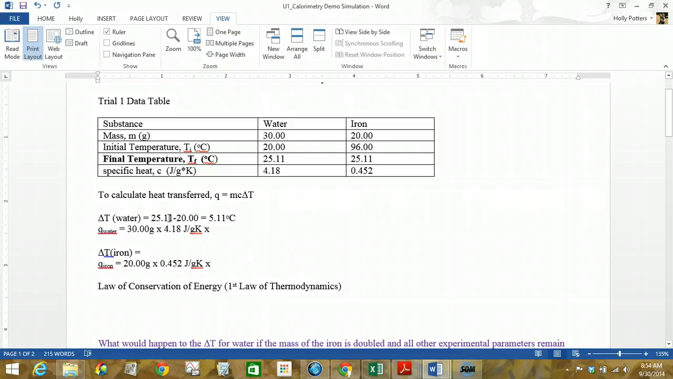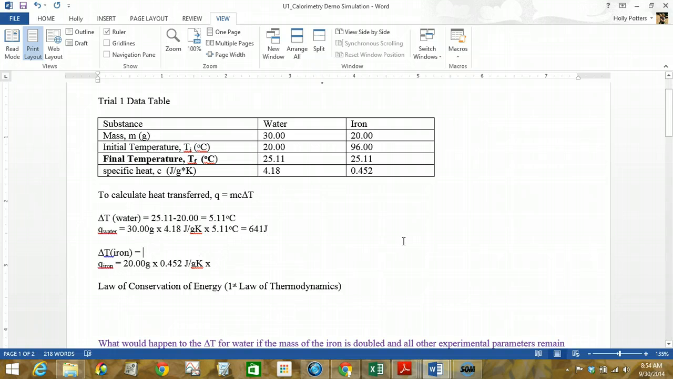So notice two decimal places on those numbers I'm subtracting. I'm keeping two decimal places in my answer. And so the 5.11 degrees Celsius is what gets fed into here, and the amount of energy transferred. So again, this is a positive delta T, so that means the water gained energy. And so the water has gained 641 joules of energy. And so you could check that in your calculator.